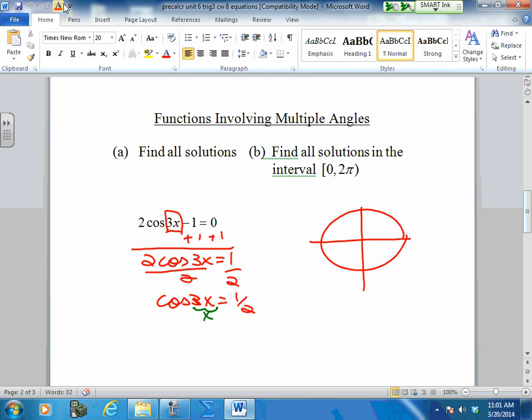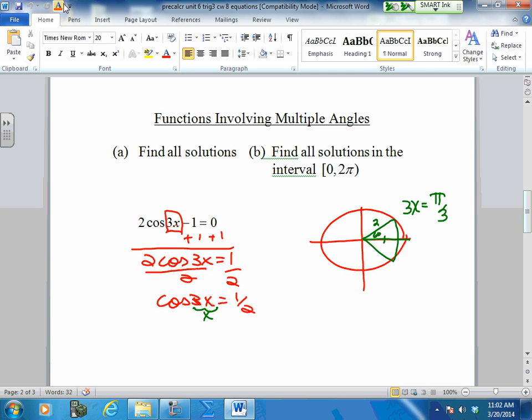Where is cosine positive? 1 and 4, because x has to be positive. Think of where x is positive. 1 and 4. So we label x over r. What's our reference angle? Oh, 60. 60. Thank you. You're welcome. Okay, so how many times does 60 go into 180? 3. So this would be pi over 3.